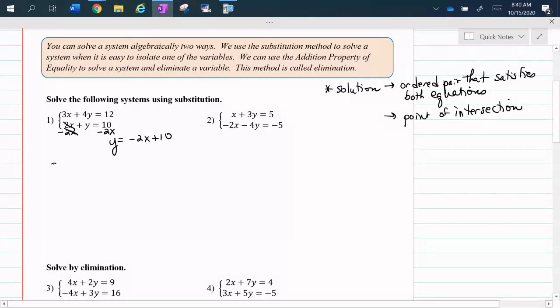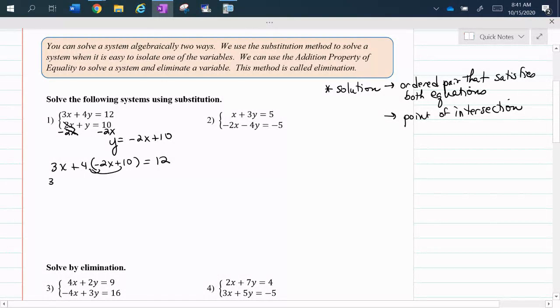So I'm going to take the first equation and I'm going to do a little substitution. I'm going to take out the y from that equation and replace it with what y is equal to. That's called the substitution property of equality. If two things are equal, then we can substitute one for the other. So instead of a y, I replaced it with negative 2x plus 10. Now I have one variable in my equation, so now I can solve the equation.